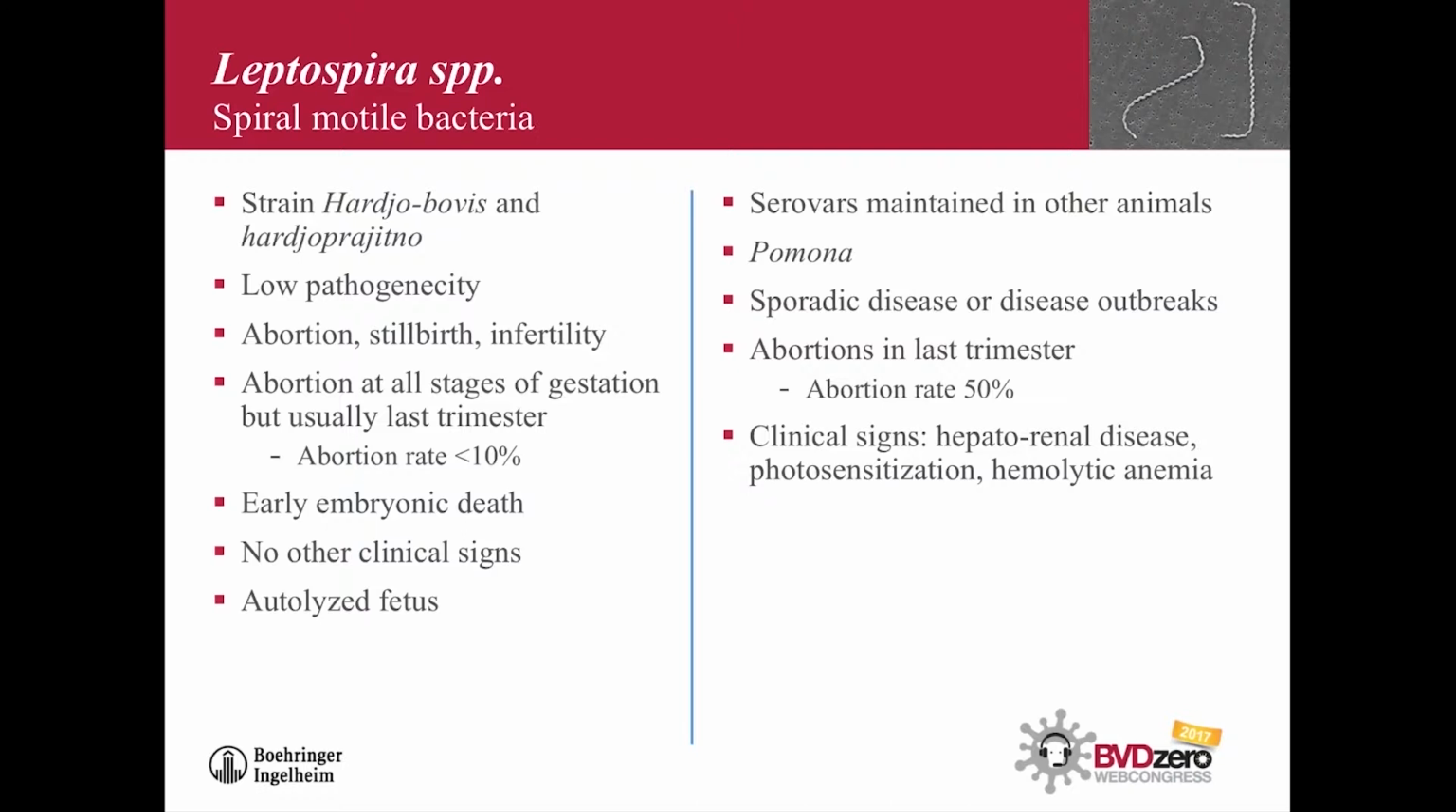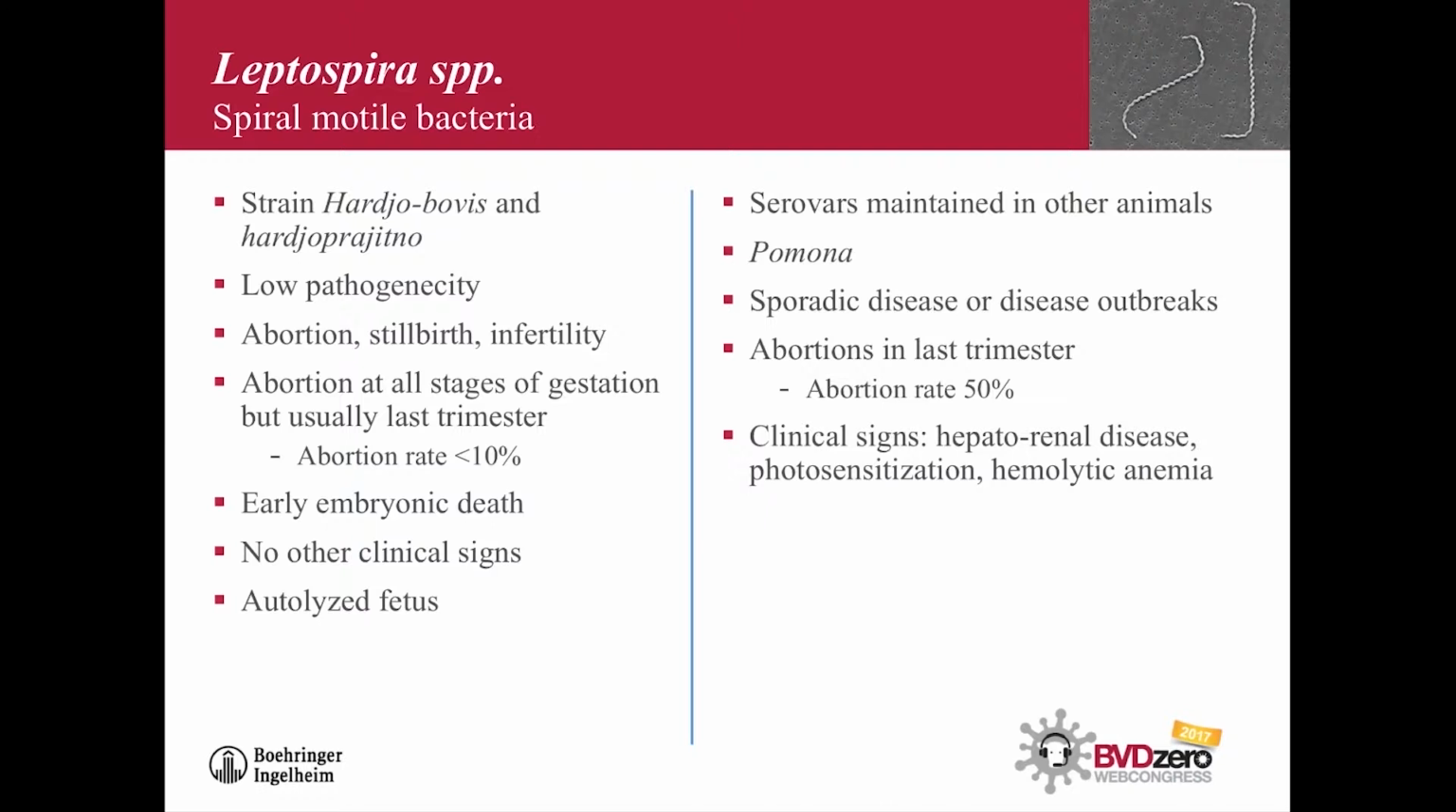Here we're talking about Hardjo and Hardjo-prajitno species. They can cause abortion, have very low pathogenicity, and can cause some degree of infertility, but the abortion rates are very, very low and can be hard to actually detect in a population of cattle. There's also an association with early embryonic death, but we don't see any other clinical signs. There are no other signs of illness in that cow. It can result in an autolyzed fetus.